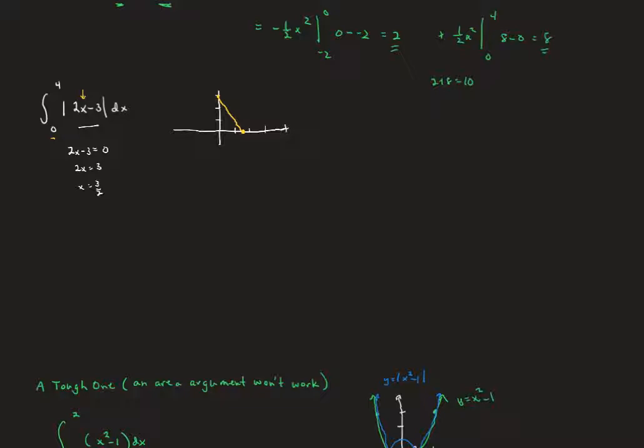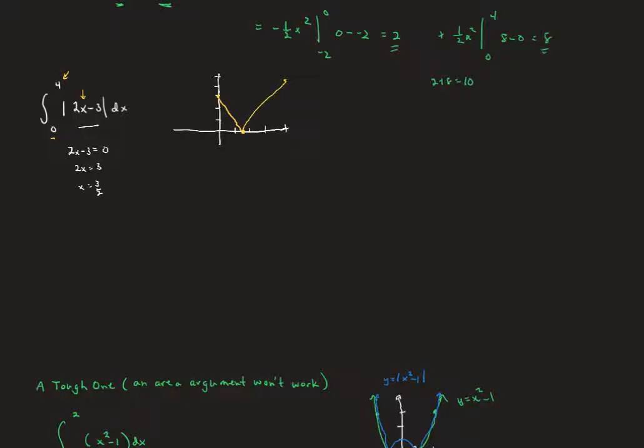Now our other boundary is going to be at 4. When we plug in 4, 2 times 4 is 8, minus 3 is 5. So that means our y value is going to be up at 5. And so that's going to be right about there.